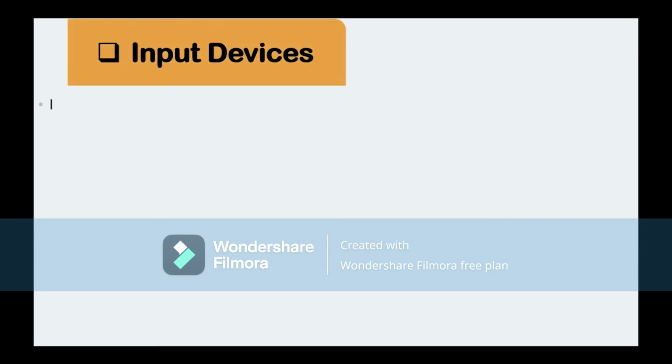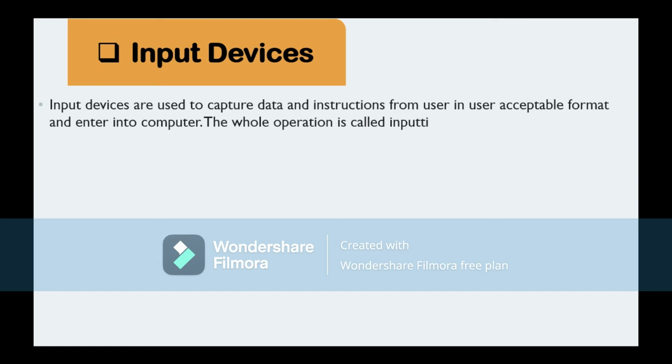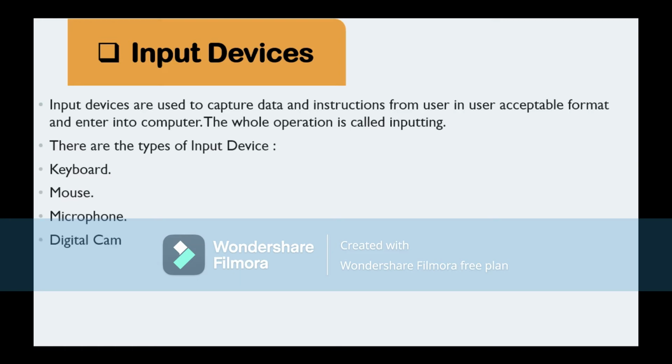There are the input devices. Input devices are used to capture data and instructions from the user in a user-acceptable format and enter them into the computer. The whole operation is called inputting, and the types of input devices are keyboard, mouse, microphone, digital camera, and scanner. We will define these as well.